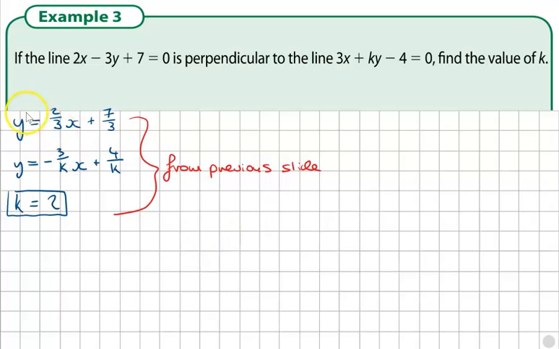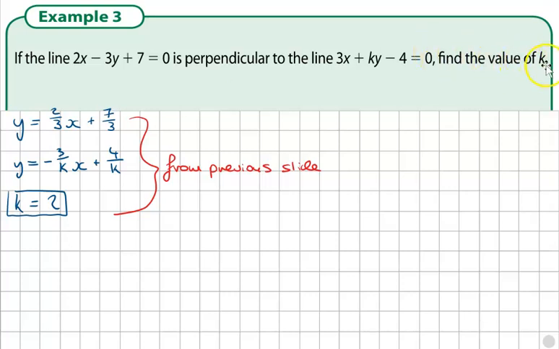So from the previous slide, we worked out the first equation to be y is equal to 2 over 3x plus 7 over 3. And we worked out the second equation to be y is equal to minus 3 over kx plus 4 over k. And we also worked out k to be 2. So that's just a summary of what we worked out in the last slide. That's the end of the question.